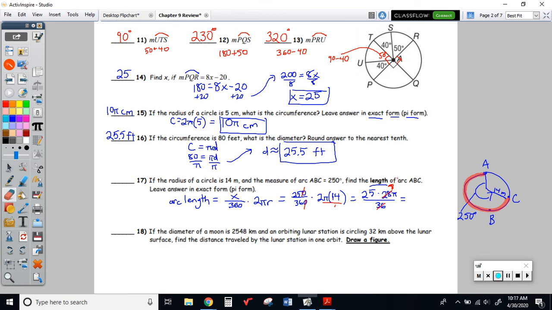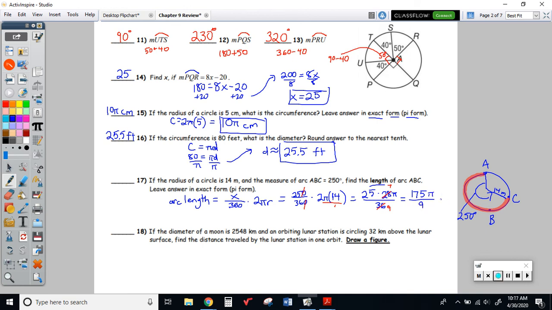That's not my best looking 7 there. Let me make that a little clearer. So changing 28 to 7, changing 36 to 9. 25 only has factors of 1 and 5 besides itself. None of those are going to divide into 9. So it looks like this is fully simplified as much as it can be. If you had 7 quarters, it'd be $1.75. So we have 175 pi over 9 as a final answer.